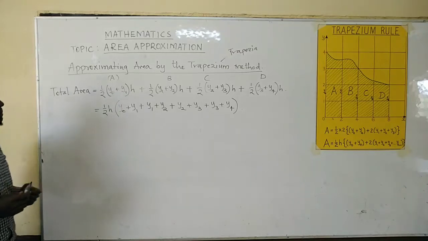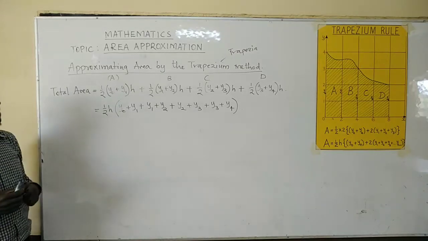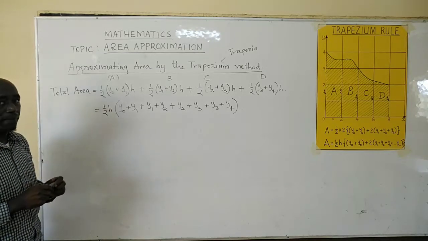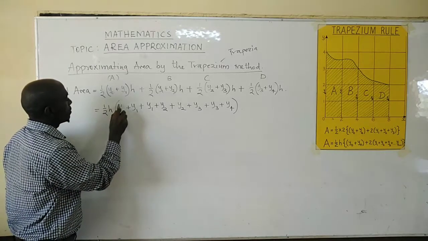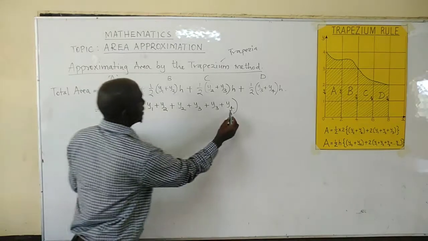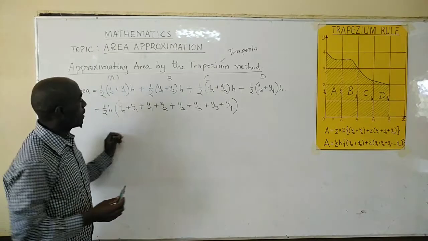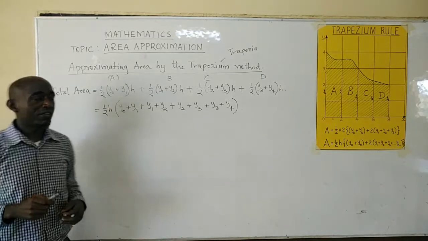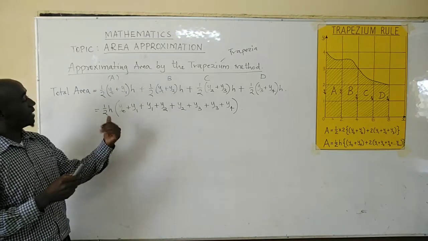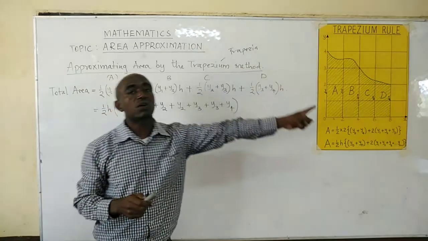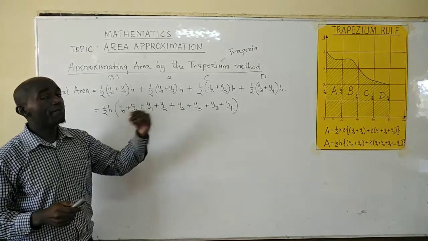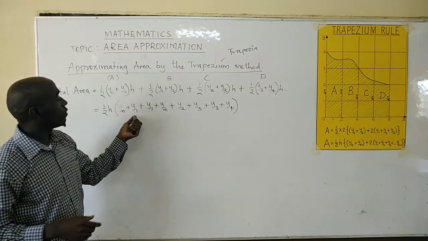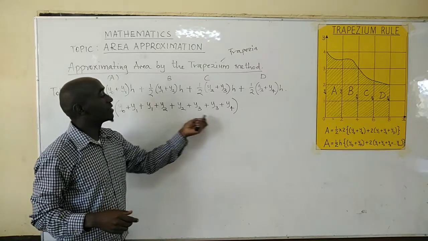Observe keenly. We can make this simpler. Because if you observe keenly, you will notice that, my dear learner, the first y0 and the last one are not repeated. But all the others have been repeated. That tells us something. Apart from the first y0 and the last one, y4, all the others have been repeated. y1 has been repeated, there are two of them, y2 repeated and y3 repeated.